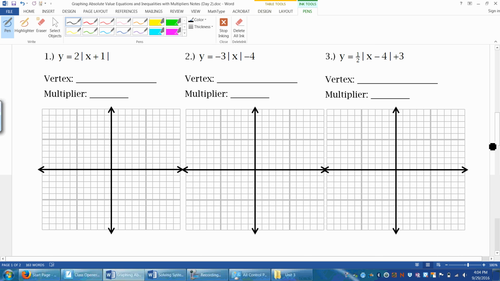So if you take a look at number 1, yesterday we learned that inside the absolute value, the graph will shift horizontally. And this one's backwards. It says +1, which you would think is to the right on a number line, but it actually goes to the left 1 space. So I go to 0, 0, I move left 1 space, and my vertex is now at -1, 0.